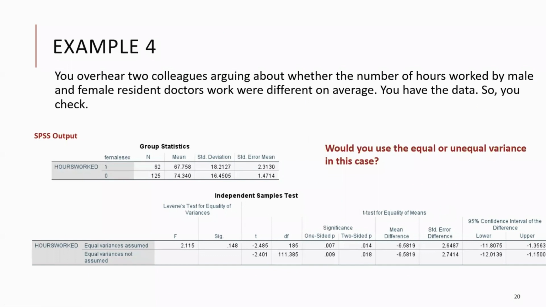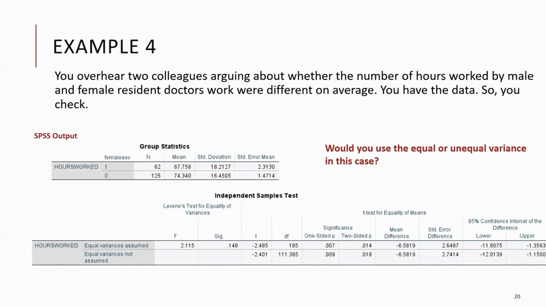So our fourth example here is, assume you hear 2 of your colleagues arguing about whether the number of hours worked among 2 different groups of resident doctors are different on average, and we have the data. Or even if you make the assumption that this was about pay, whether male and female alike are paid equally, and the data is there, and you're trying to see if this is statistically different or not.